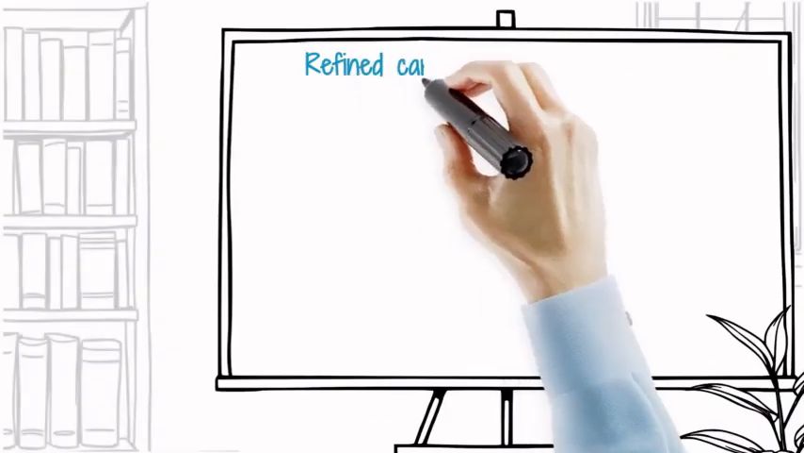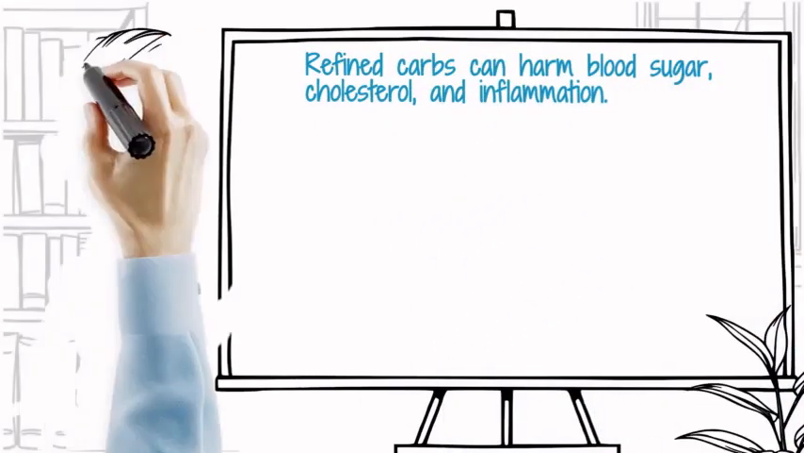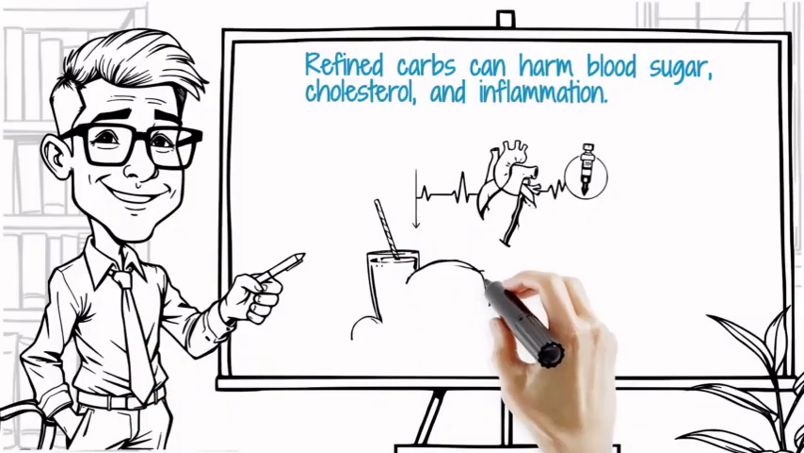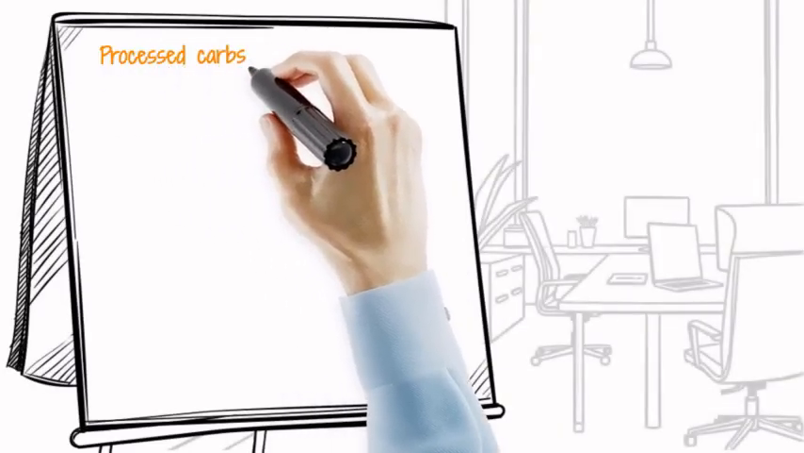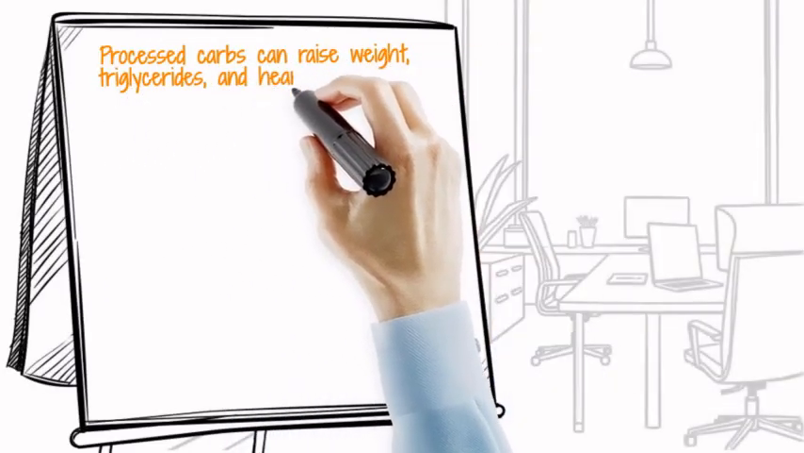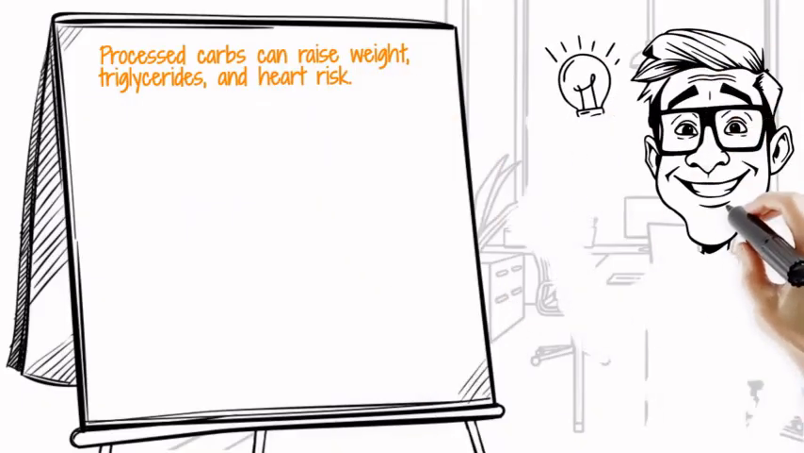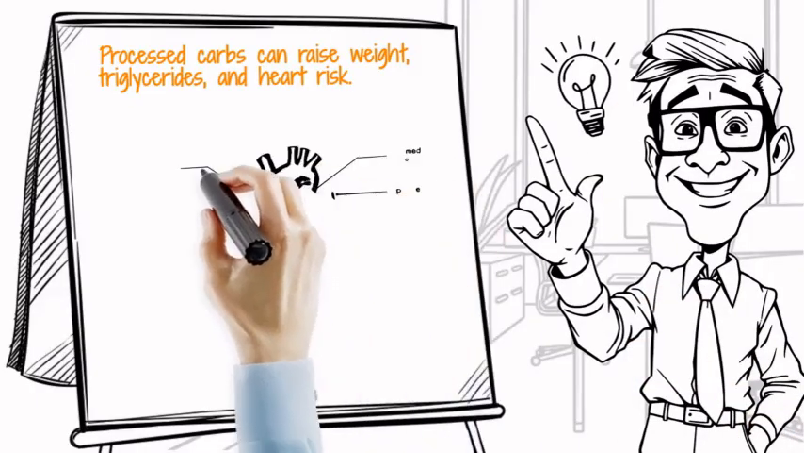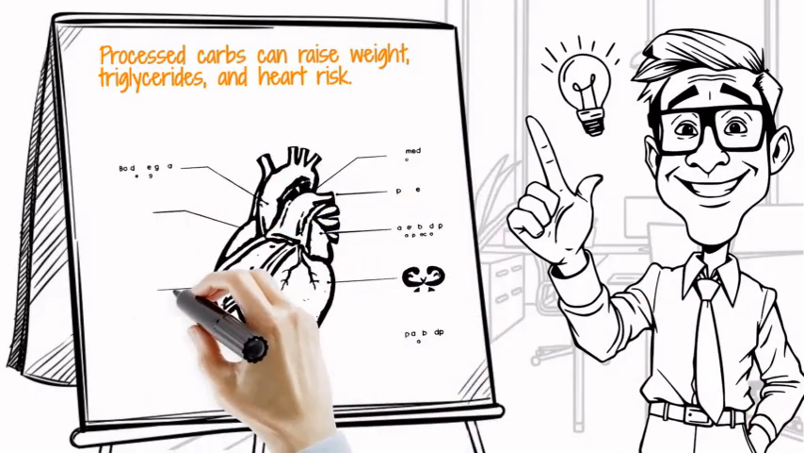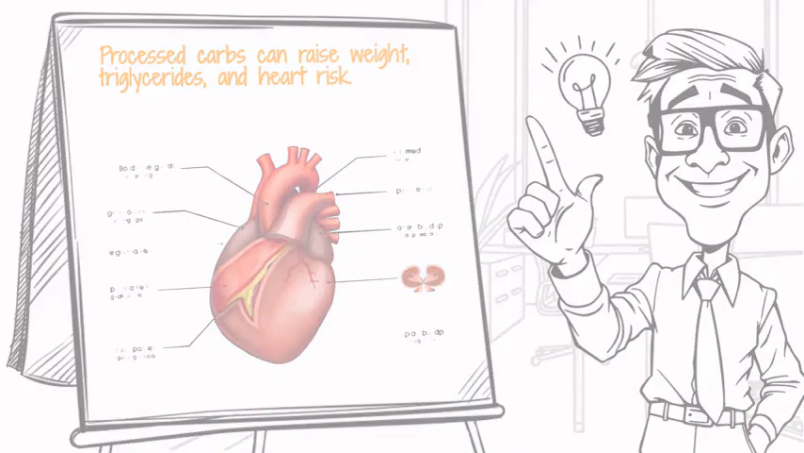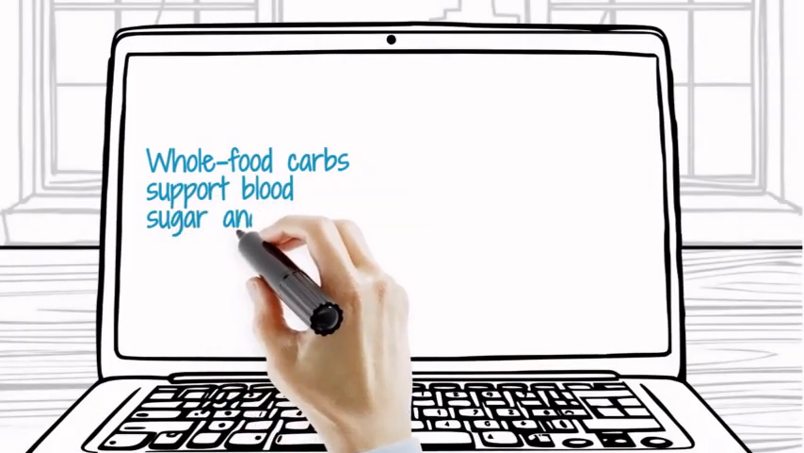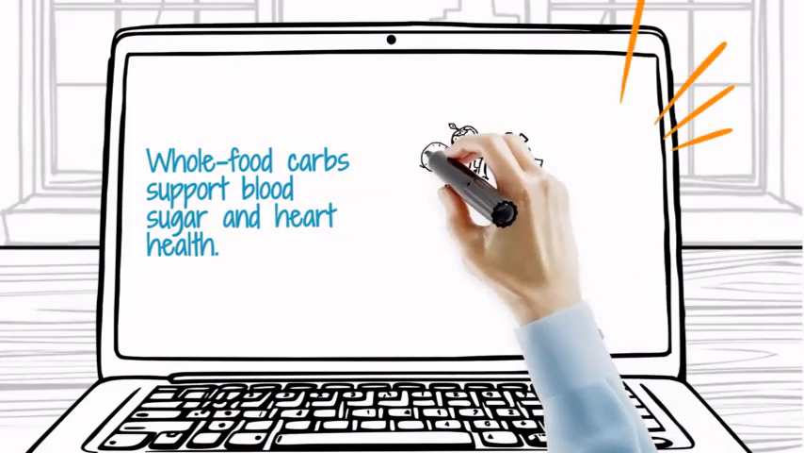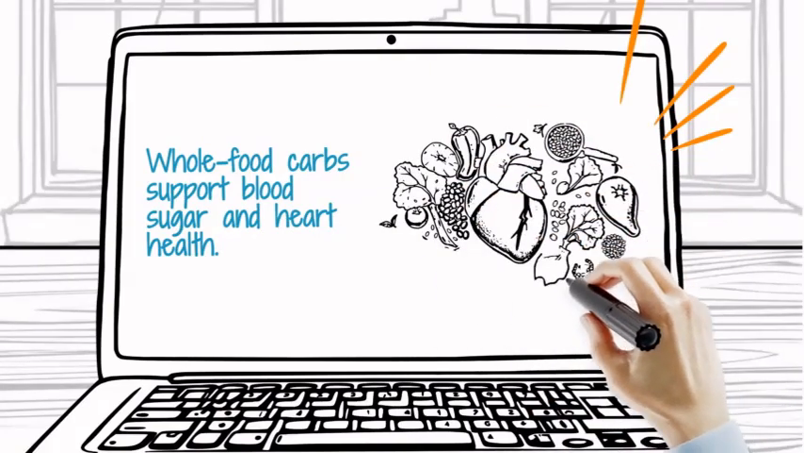Carbohydrates are not all the same. Refined carbs like white bread, sugary drinks, pastries, and candy can spike blood sugar and insulin. Over time, this can lead to weight gain, higher triglycerides, lower HDL cholesterol, and increased inflammation. All of these changes can raise the risk of clogged arteries, which is a major cause of heart attacks. On the other hand, complex carbs from vegetables, beans, oats, and whole grains provide fiber, help control blood sugar, and support heart health.